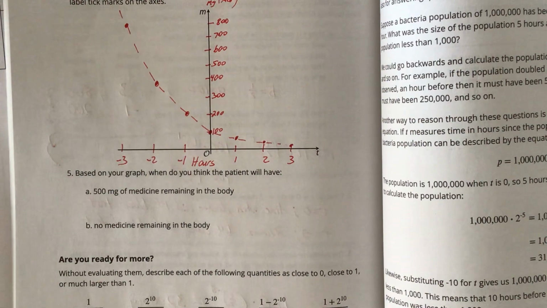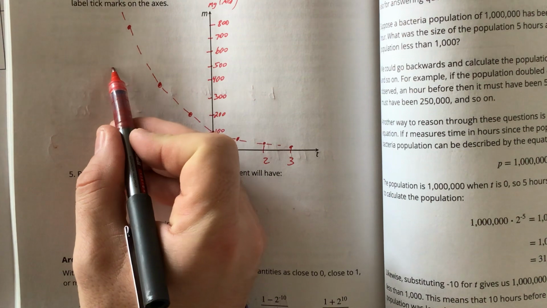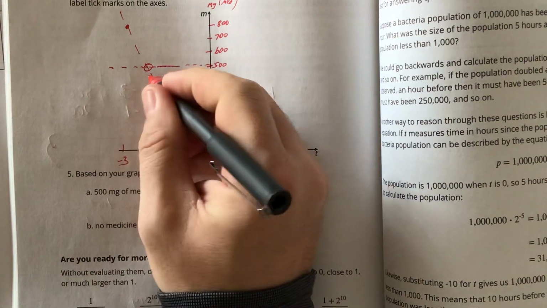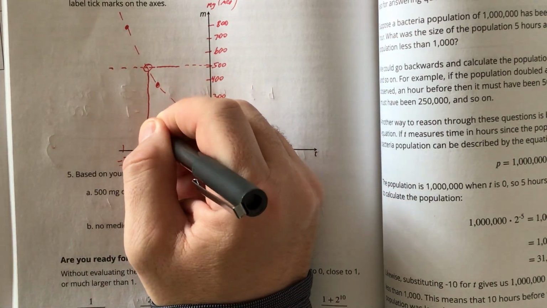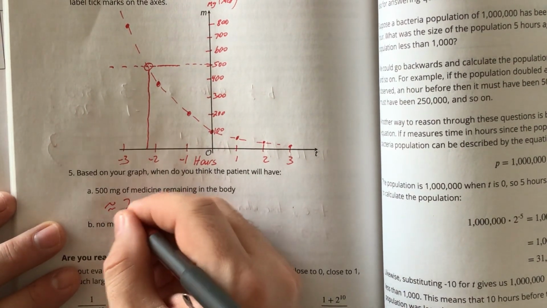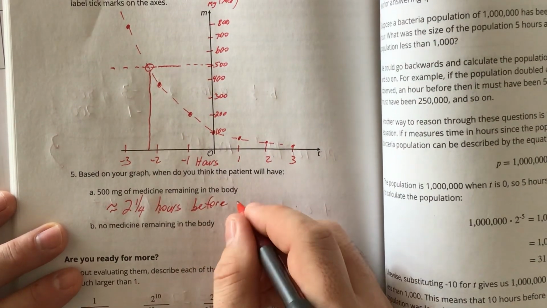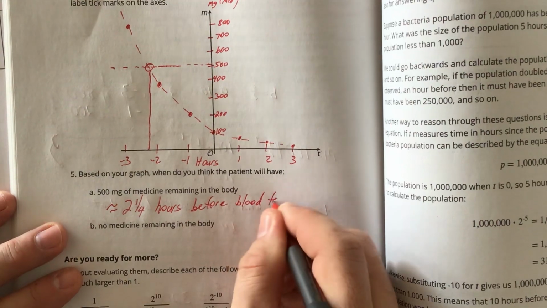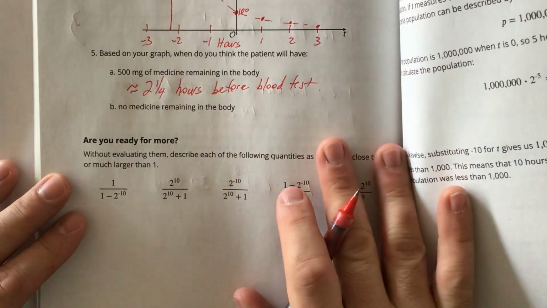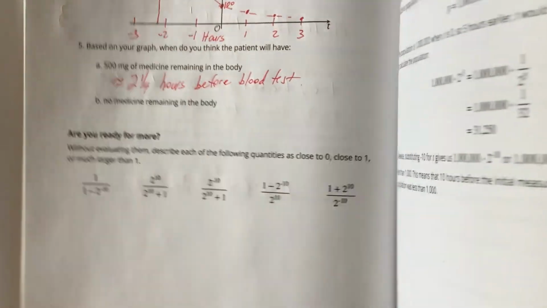Based on your graph, so we're going to use our graph to estimate here. When do you think we'll have 500 milligrams? About 2.5 hours. Right before 2 hours, or, yeah. About 2.25 hours before blood test. No medicine.